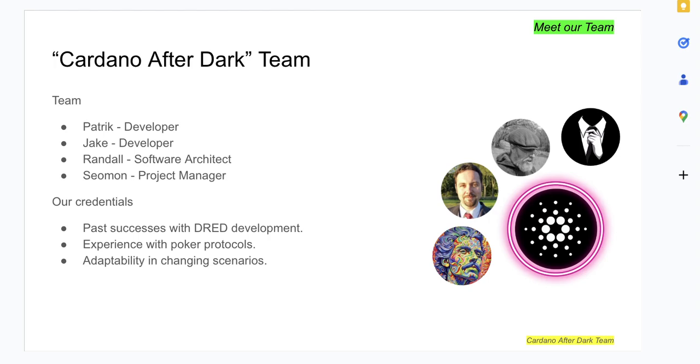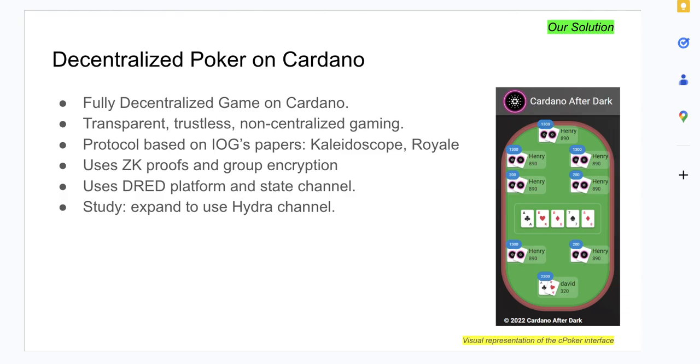In our team, we focus on building a decentralized gaming platform where our main product is a poker application. We call it cPoker. It's a transparent, trustless, non-centralized poker whose protocol is based on the IOG paper, Kaleidoscope, and Royale. We use zero-knowledge proof and group encryption to exchange data between participants on a side channel, which in this case is Dread, our own decentralized Redis secure channel, and we study how to expand the transactional part on Hydra.